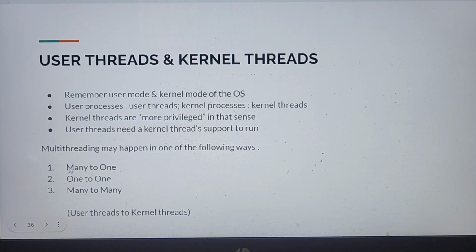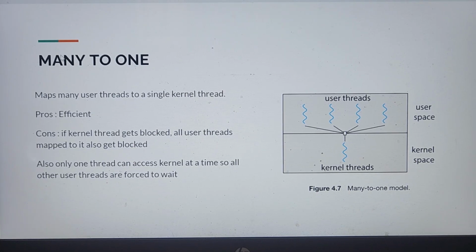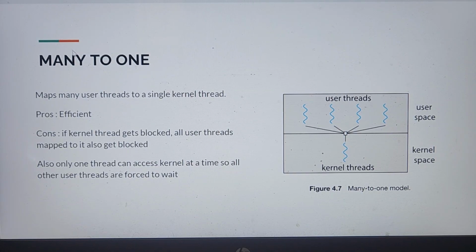When I say something is mapped to something, the left hand side talks about the user threads, the right hand side about kernel threads. So we will look at these mappings in detail now. The first is many to one, many user processes or many user threads to one kernel thread. Please remember that the left side is always about the user level threads, the right side is about kernel level threads. So these are different systems of mapping.